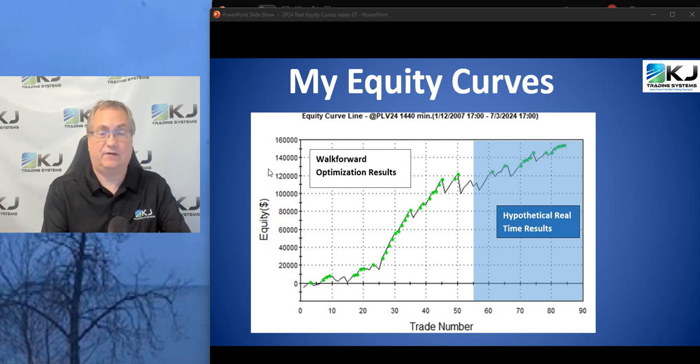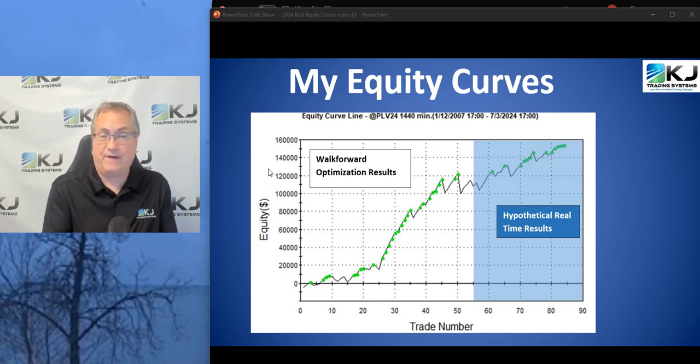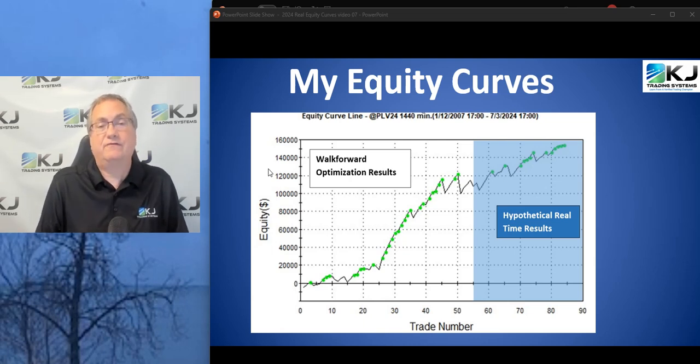And when you set things up correctly, you could end up with a good looking equity curve. And this one's been doing pretty well in the blue area, as you can see. It's not perfect. It has drawdowns. Real equity curves have drawdowns, but it's been doing pretty good.